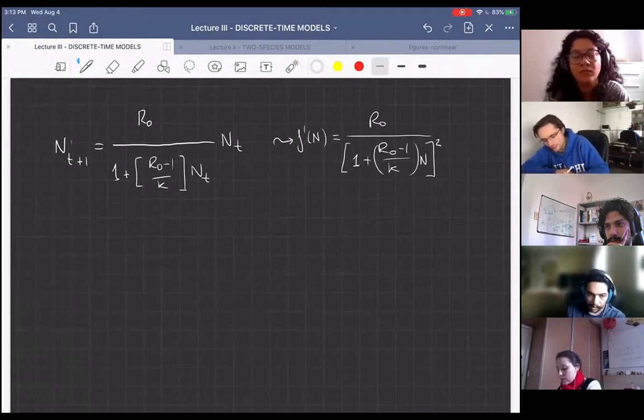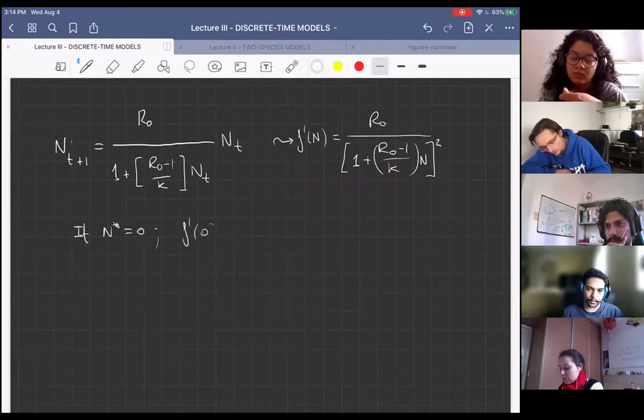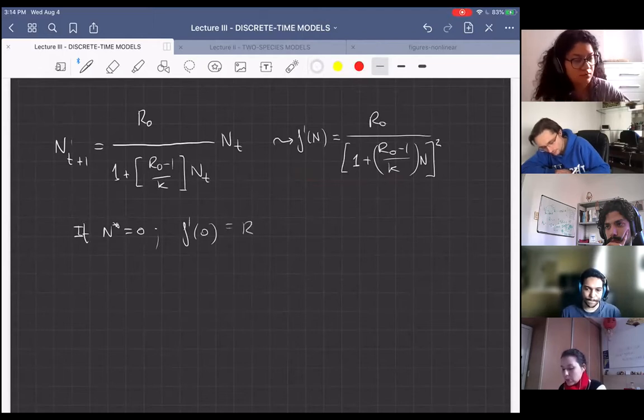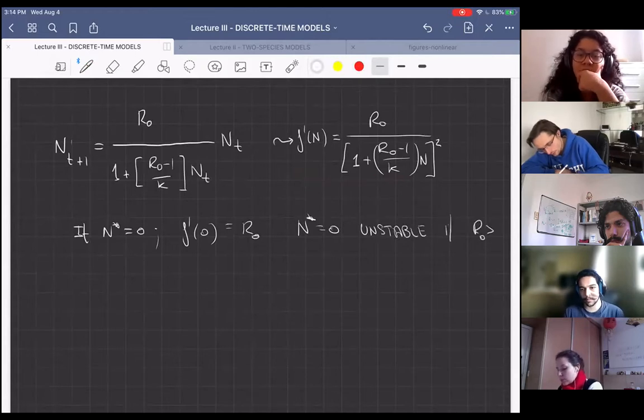And basically from this derivative here, what we get is that if n star equal to 0, then the f prime of 0 is equal to R0. So it's unstable if R0 is larger than 1.